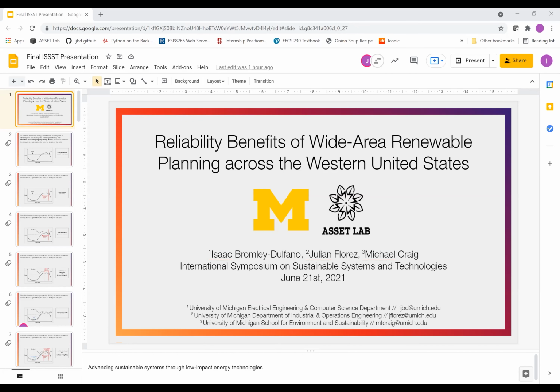Last but not least, we have a co-hosted presentation by Isaac Bromley Delfano and Julian Flores. Isaac and Julian are third-year undergraduates at the University of Michigan studying electrical engineering and industrial and operations engineering, respectively. They share a passion for renewable energy and are deeply motivated by the global climate crisis and inequalities exacerbated by modern energy systems. This summer, Julian is conducting research at the Santa Fe Institute, and Isaac is interning at the National Renewable Energy Laboratory. Their talk is Reliability Benefits of Wide Area Renewable Energy Planning Across the Western United States. Isaac and Julian, go ahead when you're ready.